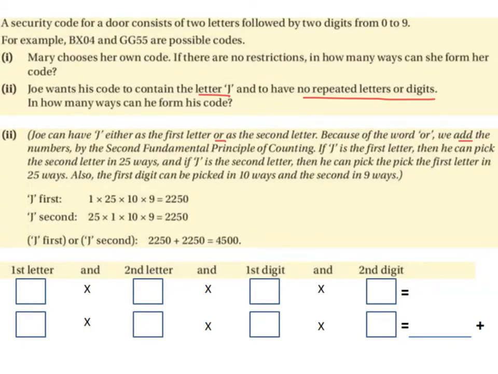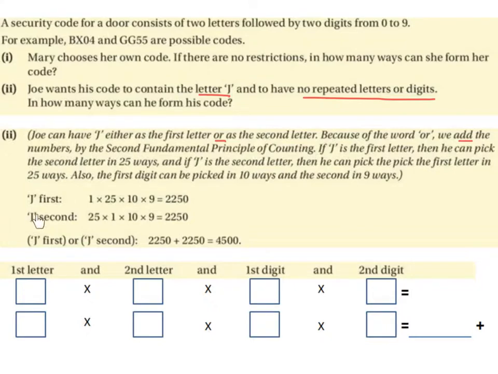So the options are, he has J as the first letter, so we've got 1 option for the first letter, and 25 options for the second letter, then 10 options for the first digit, and 9 options for the second digit. And multiplying these, we get 2,250.